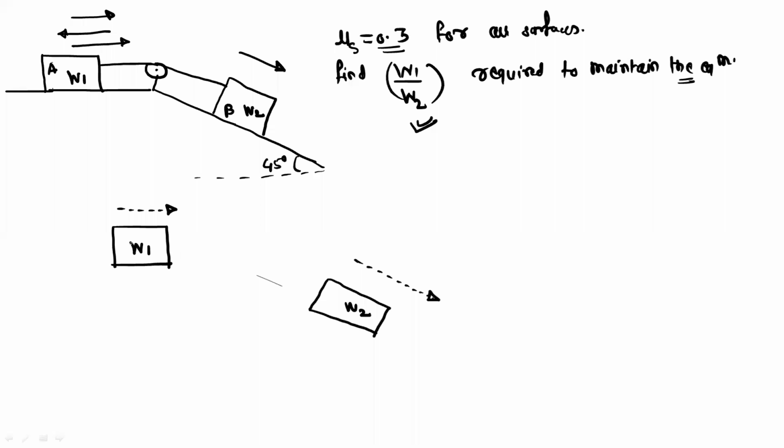In the free body diagram for W1, consider the perpendicular line as the y-axis, and this is the x-axis. For W2, consider this as the y-axis, the line perpendicular to the inclined plane, and along the plane as the x-axis.